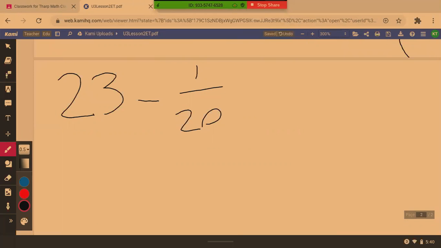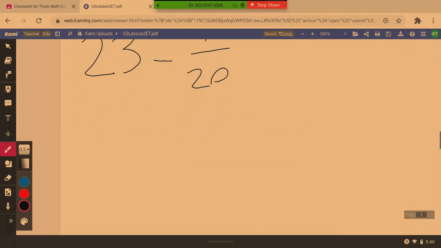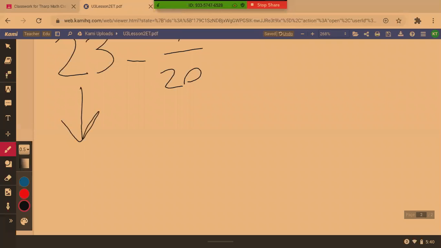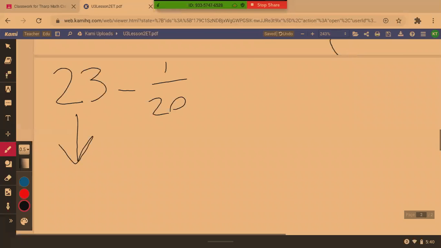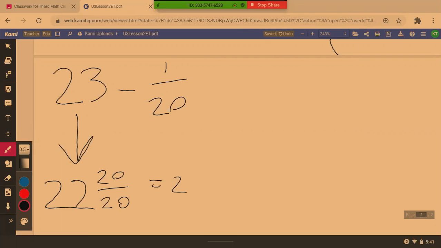Now this is tough because we have a whole number and then we have a fraction. So I need to be able to subtract this fraction from this whole number. So we need to do some manipulating. I'm going to turn 23 into a mixed number so that I can subtract 1 over 20 from it. So if I do 22 and 20 over 20, that is the same thing as 23.